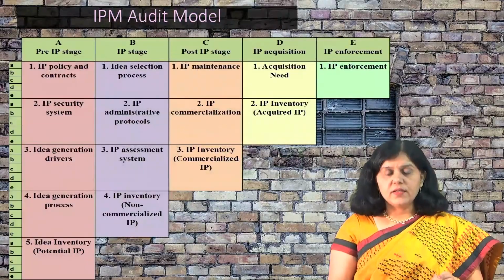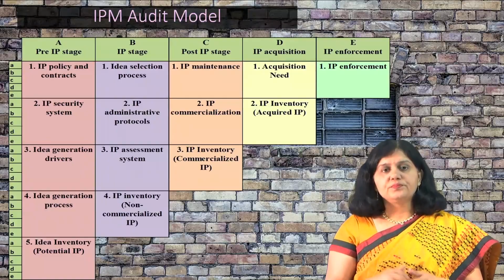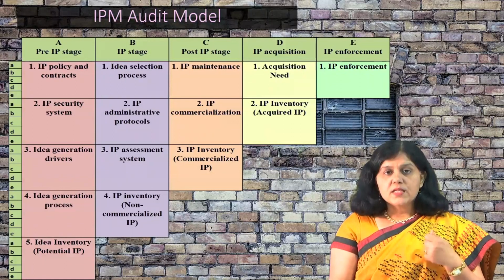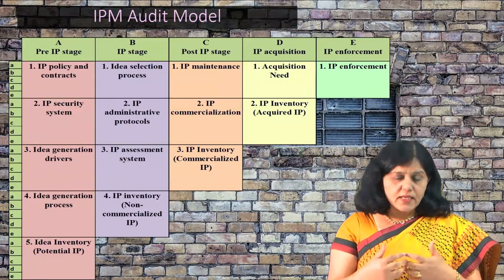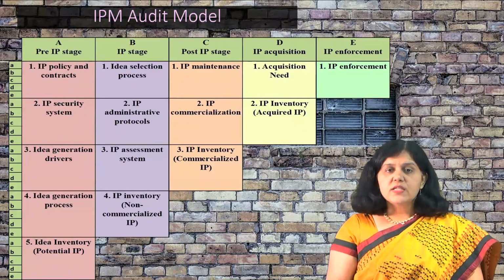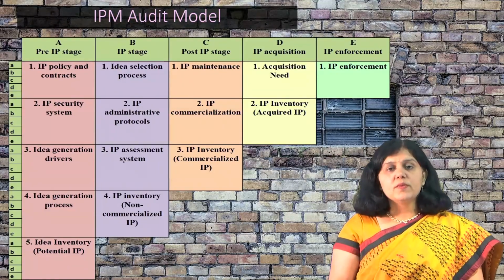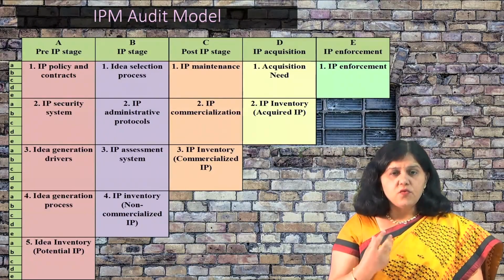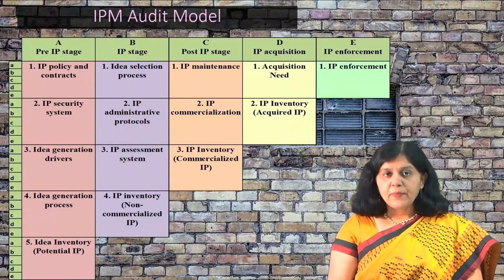What we have done here is that this pre-IP stage has a total of five major processes. When we say IP management, what we have to remember is that technology strategy, innovation strategy, IP law related human resource availability and IPM tools accessibility are the four major factors when we are talking about IP management, right.